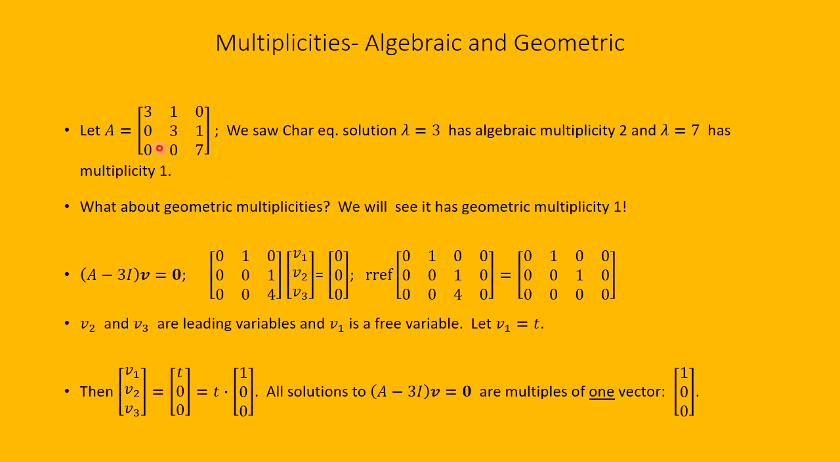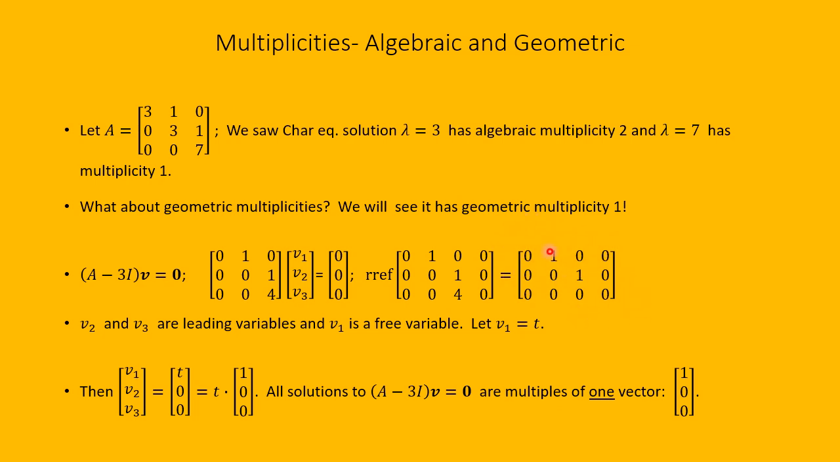If we take A minus 3I, we'll start with the matrix A up here, subtract 3 from each of the elements on the main diagonal, and so the main diagonal becomes 0, 0, and 4. The other elements stay the way they were. So we have this matrix times v equals 0 for A minus 3I v equals 0. If we get the reduced row echelon form of the augmented matrix for the system of equations, we get this: 0, 1, 0, 0, 0, 0, 1, 0, 0, 0, 0, 0.